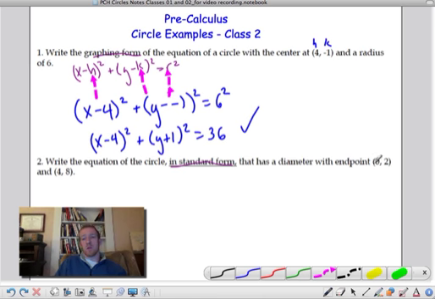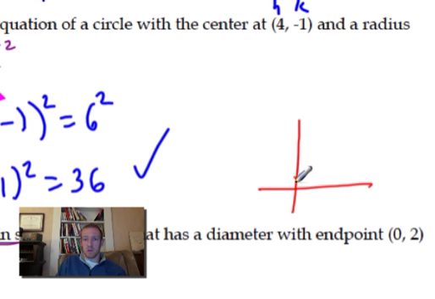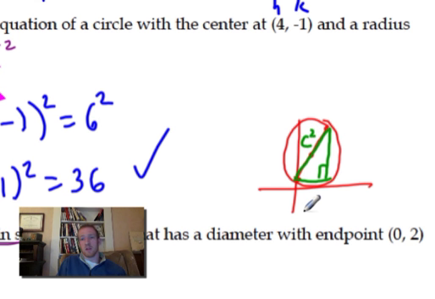Diameter with endpoints 0, 2 and 4, 8. So if we have 0, 2, and over 4 up 8, that's around this-ish. If that's the diameter, then there's our circle. So what we need to do is find the length of this and then cut it in half because that's our radius. So how do I find the distance between 2 points? It's basically the Pythagorean theorem. So I'm going to look at how far over, how far up. If this is my right triangle, then I can use the Pythagorean theorem to find that distance.